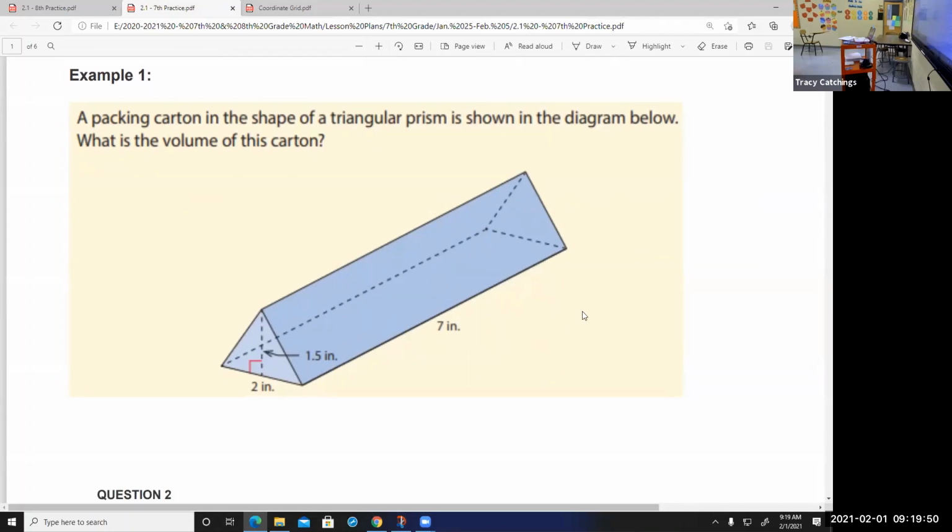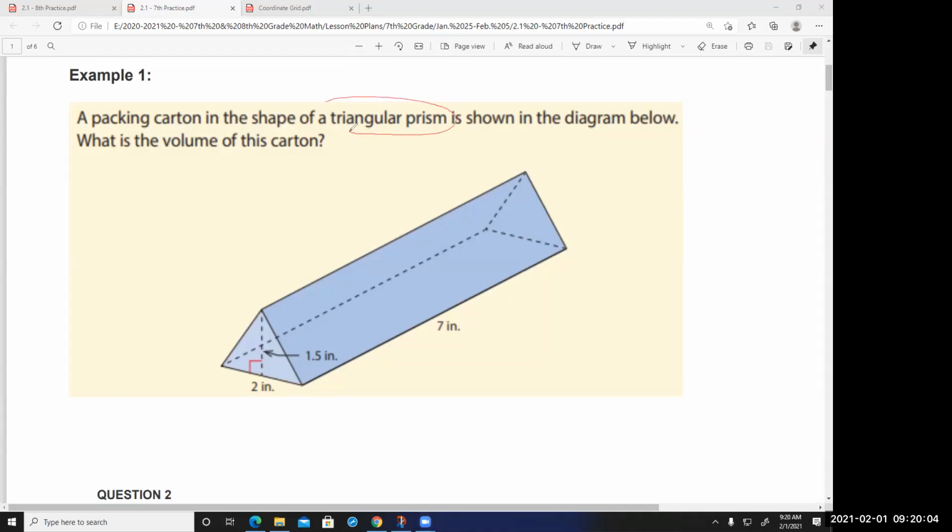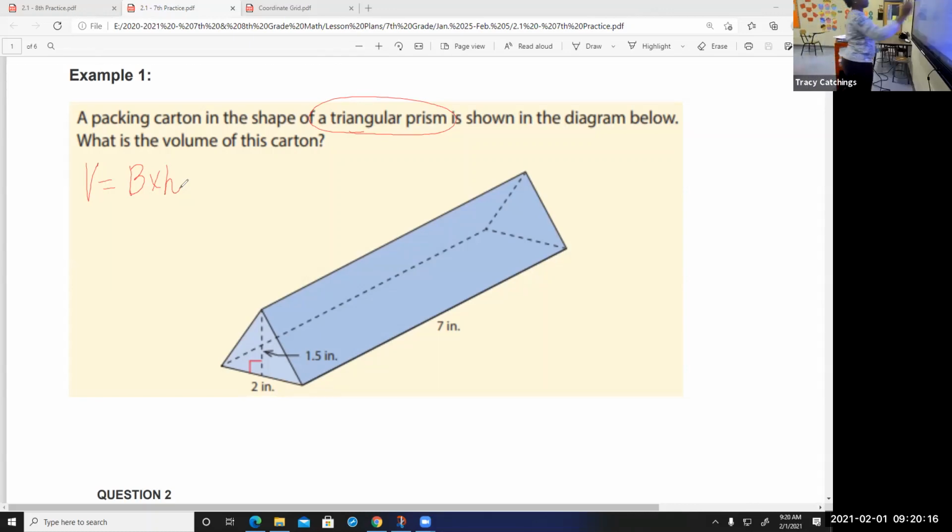All right, this reads: a packing carton in the shape of a triangular prism is shown in the diagram below. What is the volume of this carton? What kind of prism did they tell us we got? Triangular. Triangular prism. Y'all know me. Start with your formula. So that formula tells me volume is the base times the height. So the first thing I'm going to get is the area of my base. We already said that base is a triangle. It's the name. How do I find the area of a triangle?